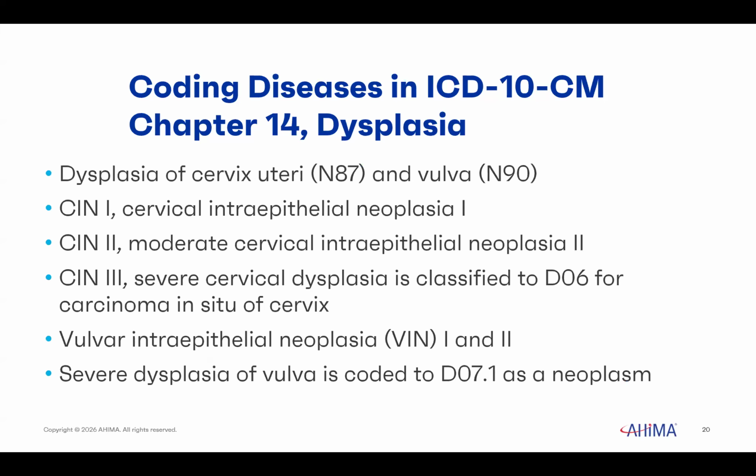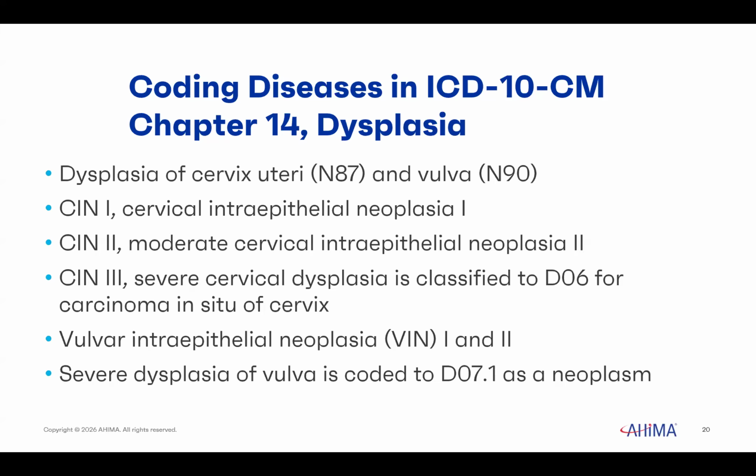Now we get into dysplasia, right? And we have certain subcategories, right? Cervical intraepithelial neoplasia 1 or CIN 1, CIN 2, easier to say, moderate cervical intraepithelial neoplasia 2, 3, and so on. So you can see how these codes fall into that category.